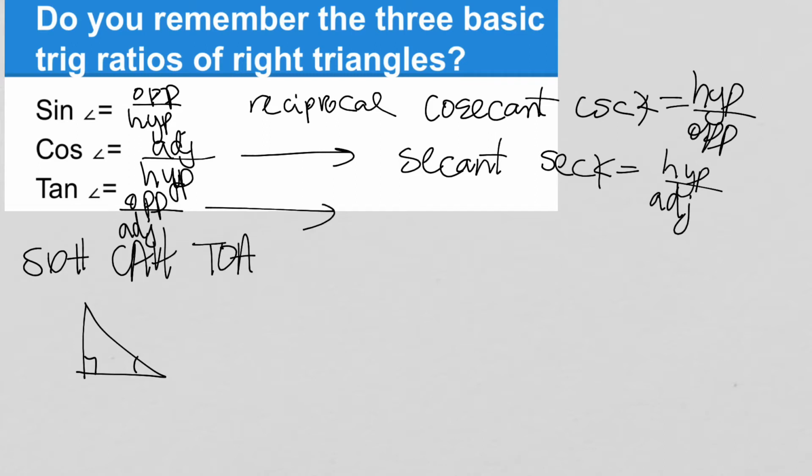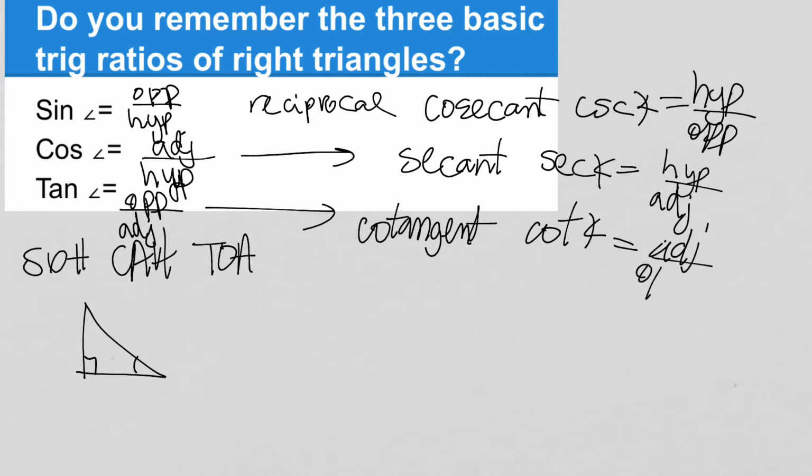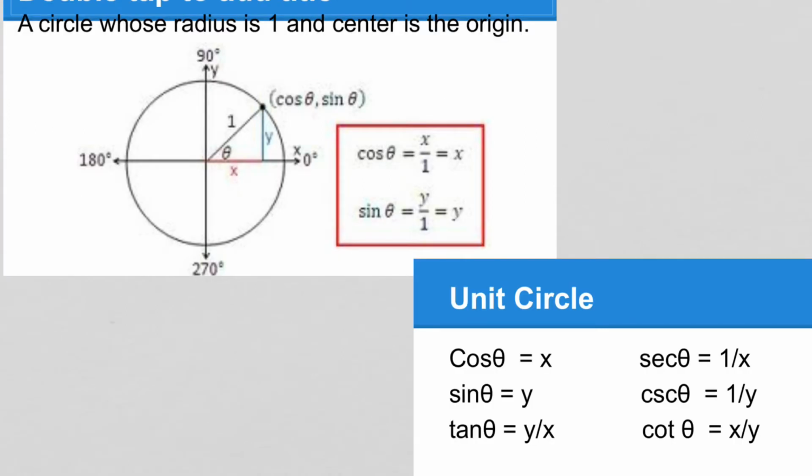And then the reciprocal name for tangent is cotangent, and we abbreviate it as COT of an angle. And again, we flip it, adjacent over opposite. So these are for the right triangles. Now, how are we going to use this concept on a unit circle? Well, what is a unit circle? It's a circle whose radius is 1 and the center is the origin.